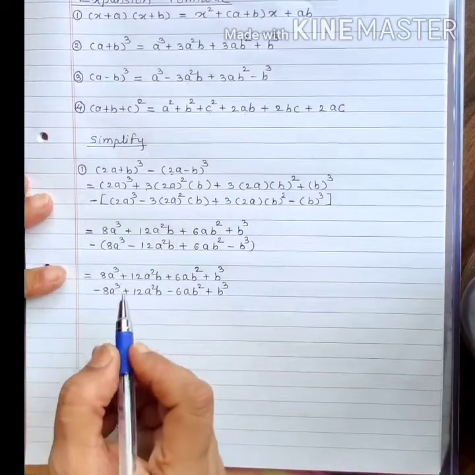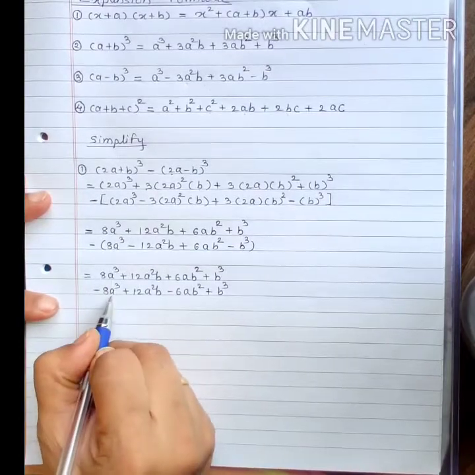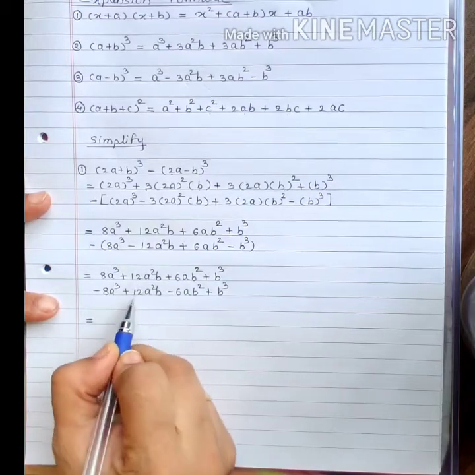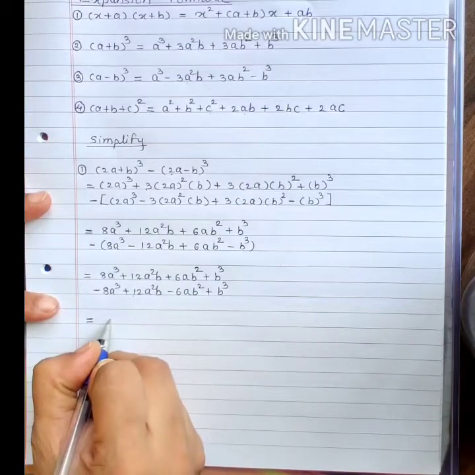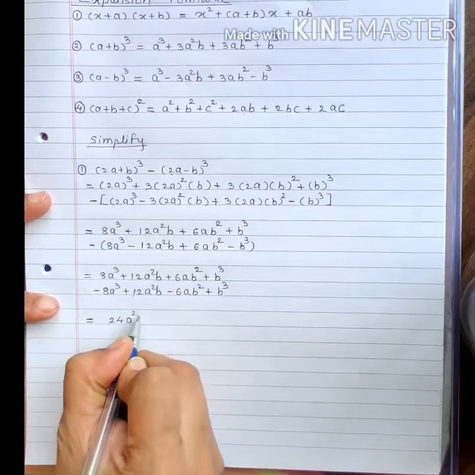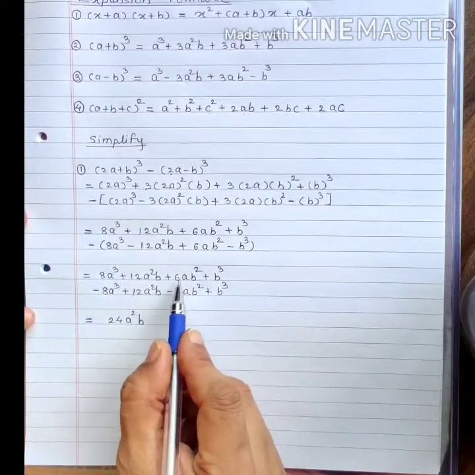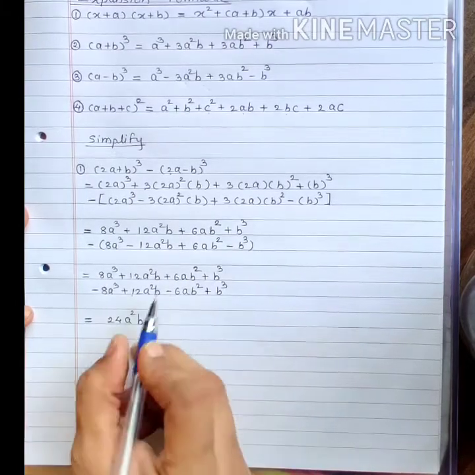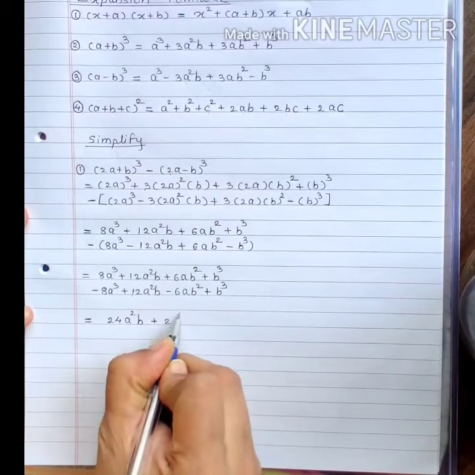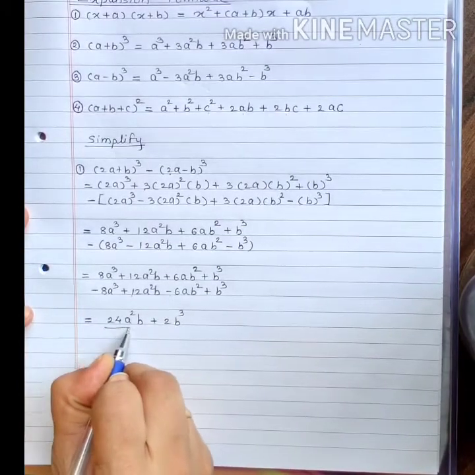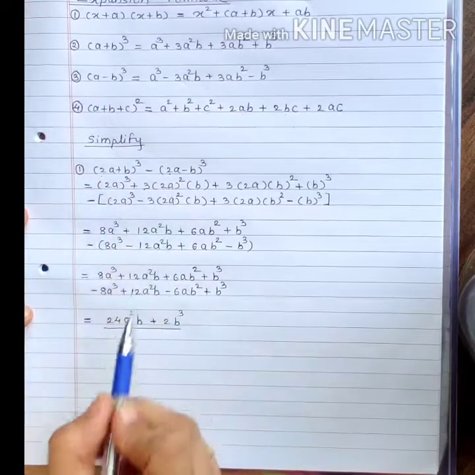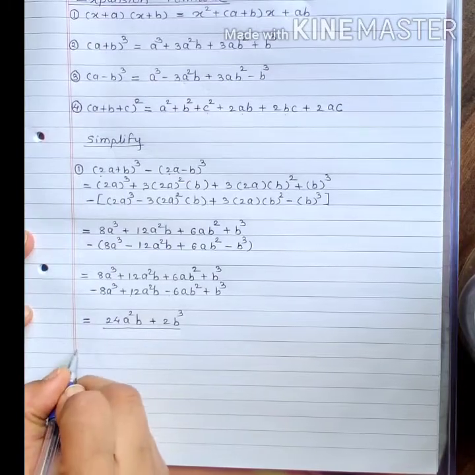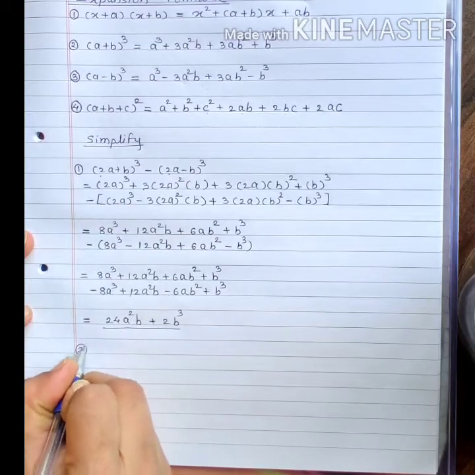So here you can see that 8a³ minus 8a³, the sum is 0. Then 12a²b plus 12a²b, the sum is 24a²b. Here 6ab² minus 6ab² is 0, and b³ plus b³ is 2b³. So after simplifying these two brackets, we get this answer: 24a²b + 2b³. Then let us solve one more example.